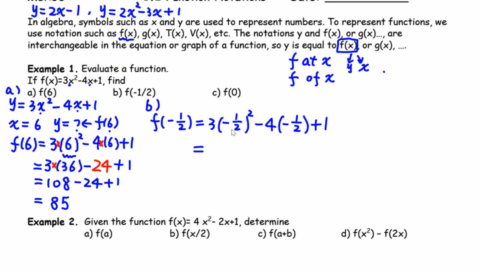So this is a fraction. Squared means -1/2 times -1/2. Numerator times numerator, denominator times denominator, we have 1/4. Then minus 4 times -1/2. Numerator times numerator, denominator times denominator, you are going to have -4 times -1 is +4. Then 1 times 2 is 2. Then plus 1.